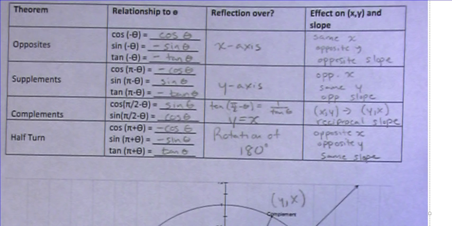And so that's what we are saying here. The x-coordinate is opposite at that point. The y-coordinate is opposite the original, but these slopes are the same.